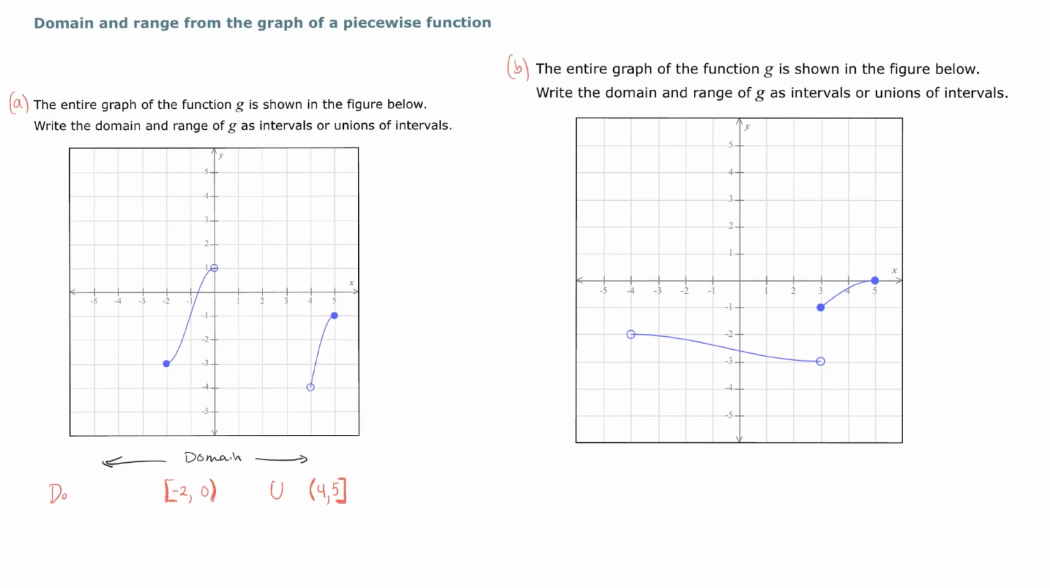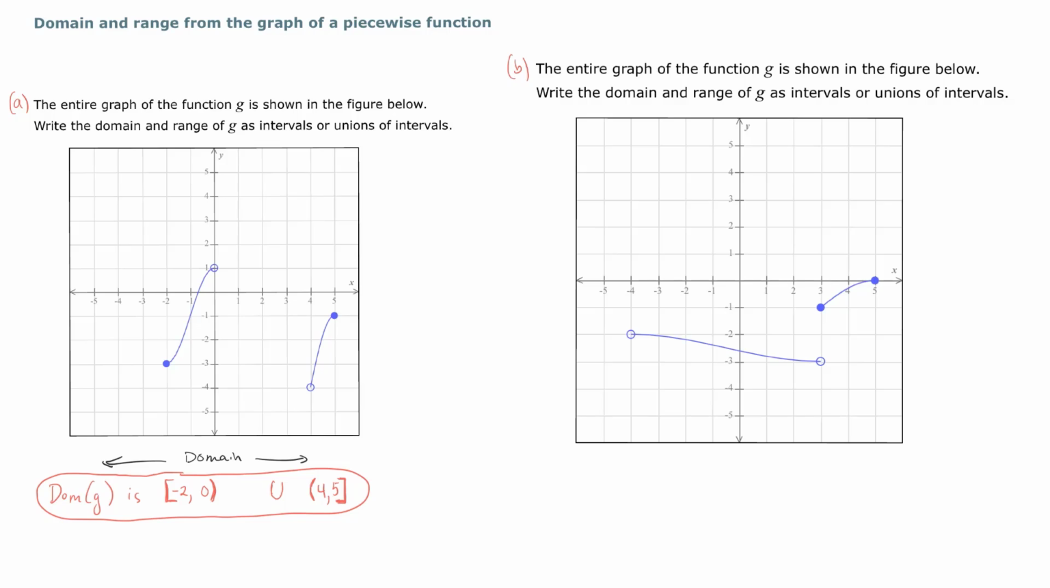Let me write that. The domain of g is this union of intervals. Now how do you do the range?